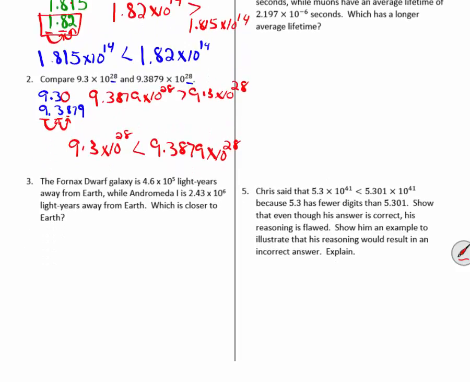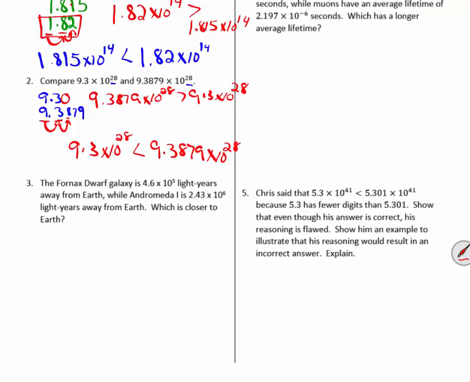All right, let's see here. The Fornax, I hope I'm saying that right, dwarf galaxy is 4.6 times 10 to the 5th light years away from Earth, while Andromeda is 2.43 times 10 to the 6th light years away from Earth, which is closer? Closer means we want the smaller number. So first thing I'm going to check is my exponents. Here we have a 5 and a 6. Two different exponents, which means I can compare my numbers just by using the exponents because we're talking about magnitude. So this number is smaller than this one, which means which one is closer?